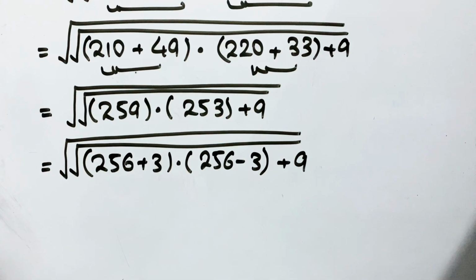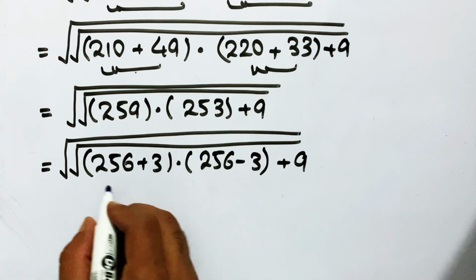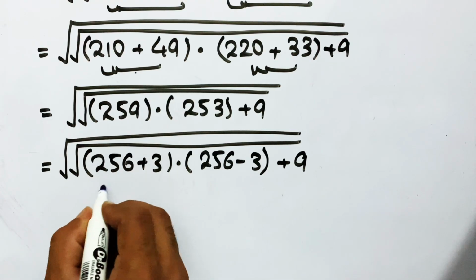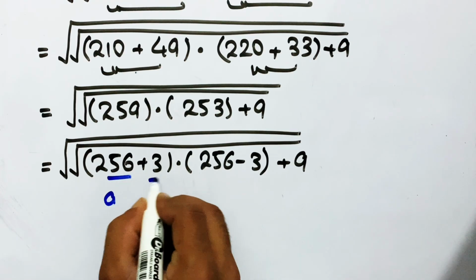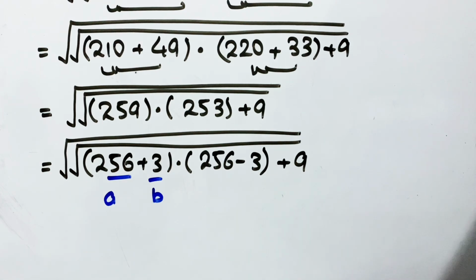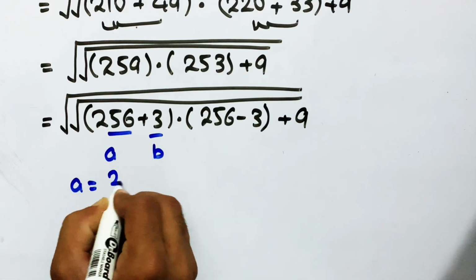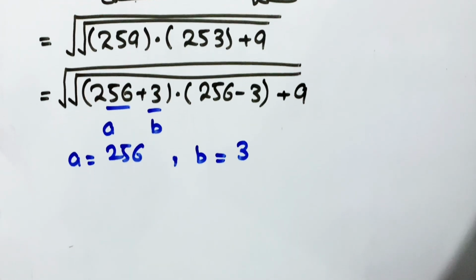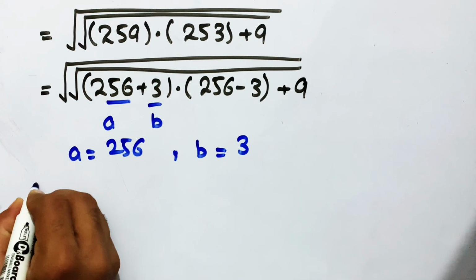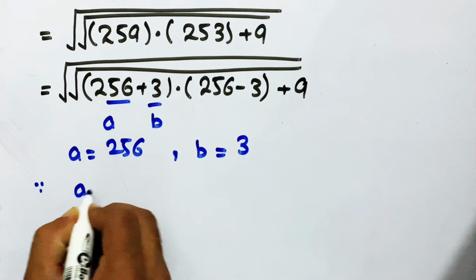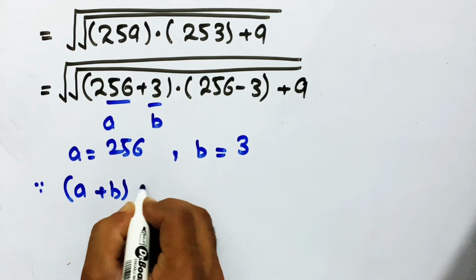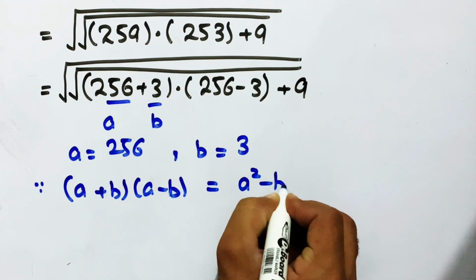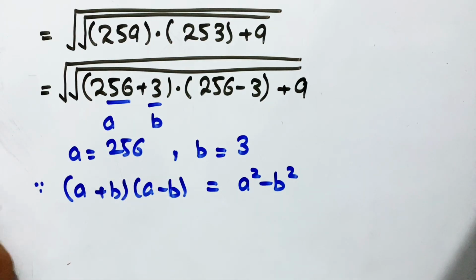So this looks like the algebraic identity, the sum and difference formula. So this is A and this is the value of B here. A is equal to 256 and B is equal to 3. The identity of the sum and difference formula is A plus B times A minus B equals A square minus B square.